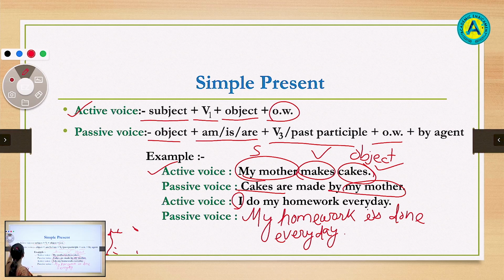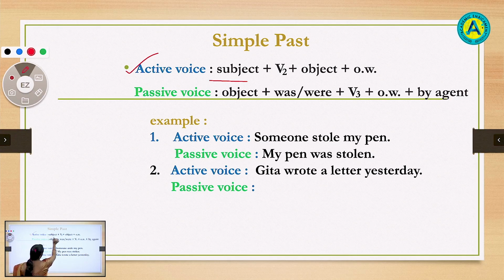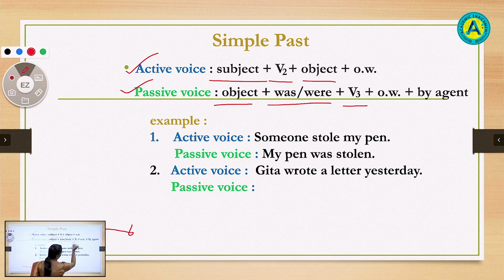The next, simple past. What is the structure of active voice and passive voice in simple past? Active voice: subject followed by verb 2, followed by object, followed by other words. So what is the structure of passive voice in simple past? Yes, object followed by was/were, followed by verb 3, followed by other words, then we use by agent.